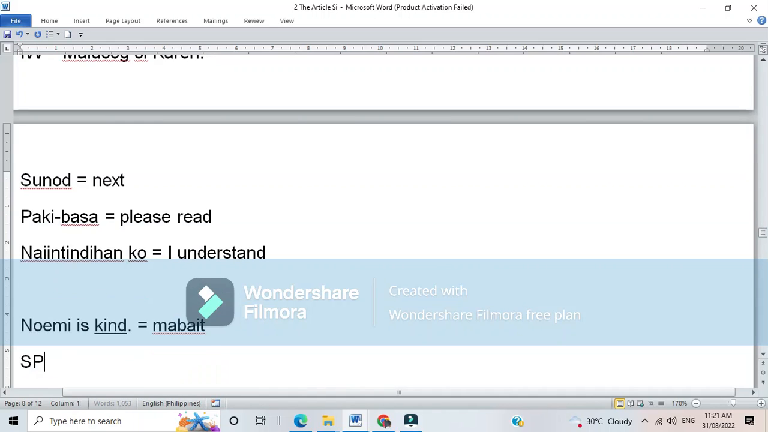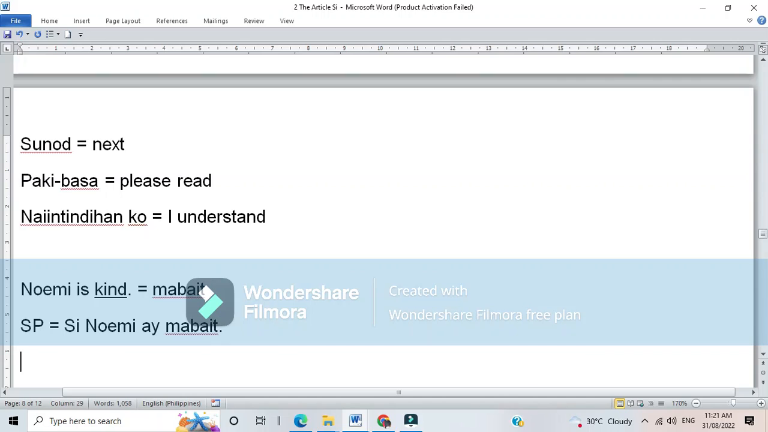Let us use the subject-predicate sentence. Okay? So, si Noemi ay mabait. So, again, this is the subject-predicate. So, we use si for Noemi because Noemi is a proper noun. And since you are using the subject-predicate sentence, you're required to use ay and then the predicate.